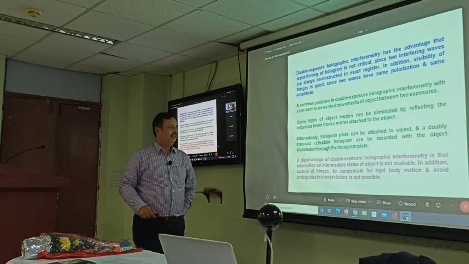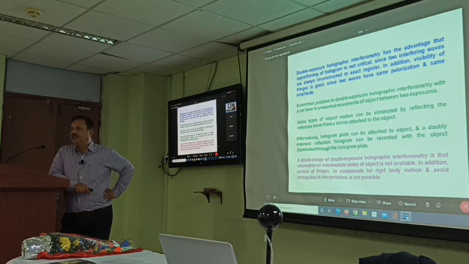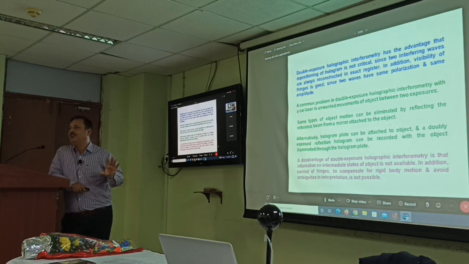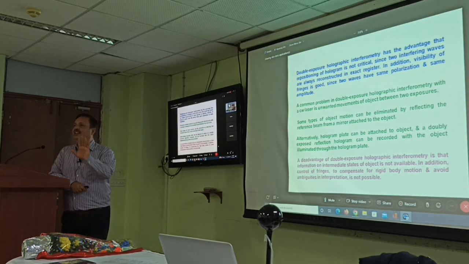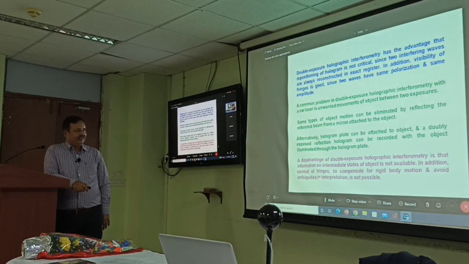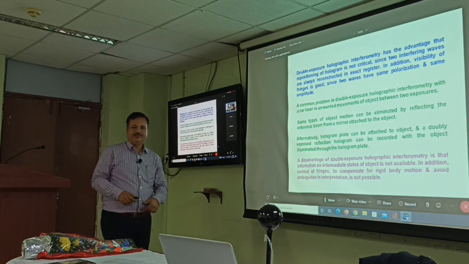It has a disadvantage, again inherent to holographic interferometry, that information on intermediate states of the object is not available. Again, we are taking one state, the initial state and the final state. In addition, control of fringes to compensate for rigid body motion and avoid ambiguities is not possible here.